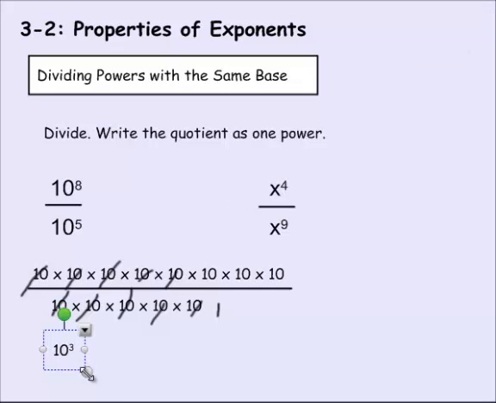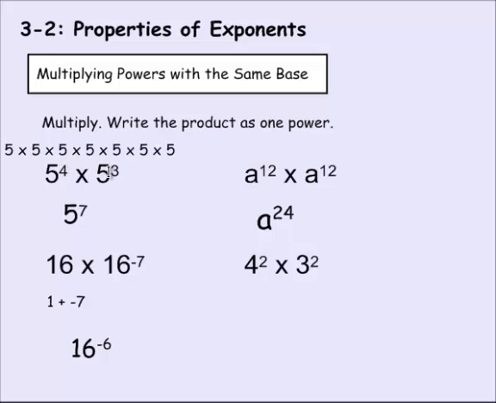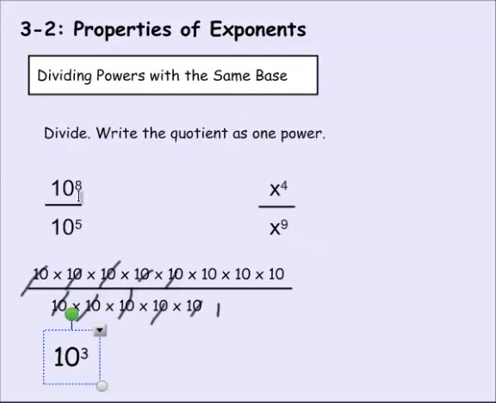And you'll notice that the rule is very simple again. When we were multiplying, we just added the 4 and the 3 together to get 5 to the 7. Here we're dividing, so we would be subtracting. 8 minus 5 equals 3, and that's the simple formula. Here we have x to the fourth divided by x to the ninth, so we would do 4 minus 9. The 9 is bigger than the 4, so the negatives win by 5. So you would have an answer of x to the negative 5th power. And there we have it.